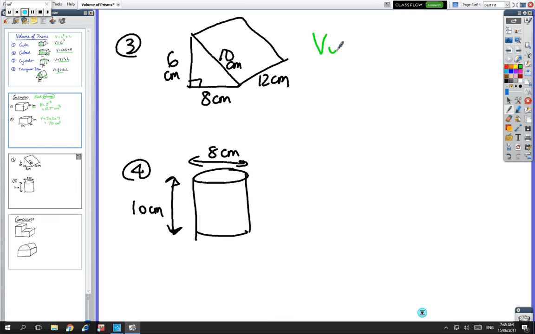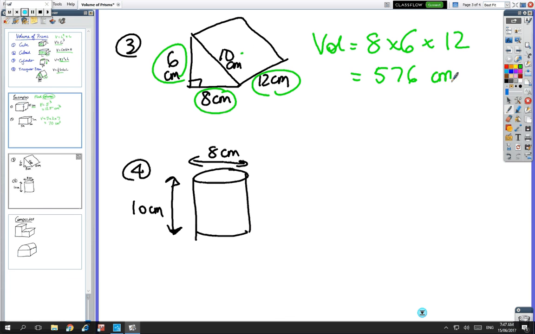Next one, volume equals base times height times how long it goes. Okay, so that 10 is not used for the volume, it would be used for the surface area. And you just use your calculator to work out what that number is, and that's going to be 576 centimeters cubed. So just be wary, there might be numbers you don't use, or you might have a number missing and you have to use that distance there to find a missing number.